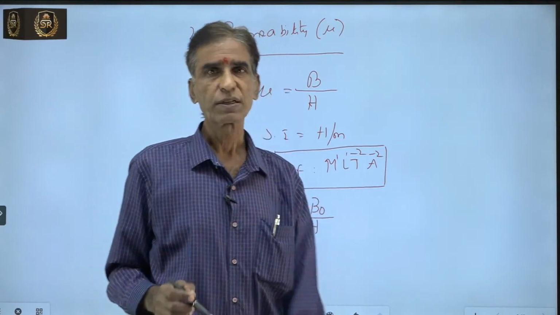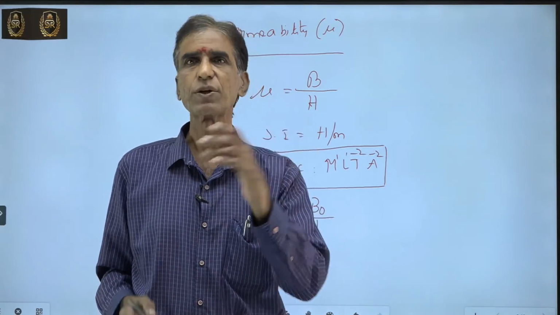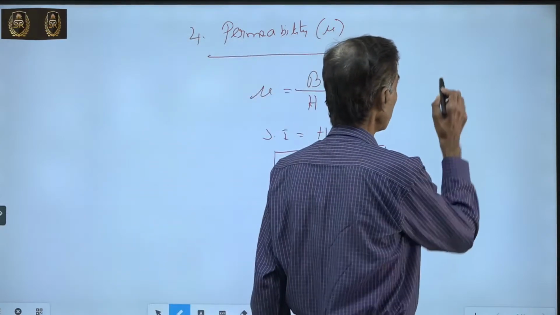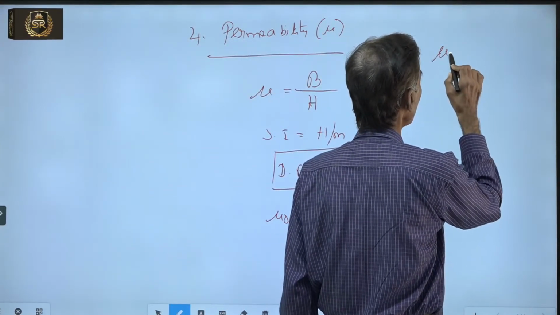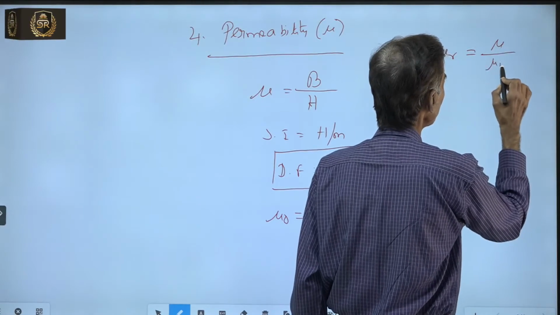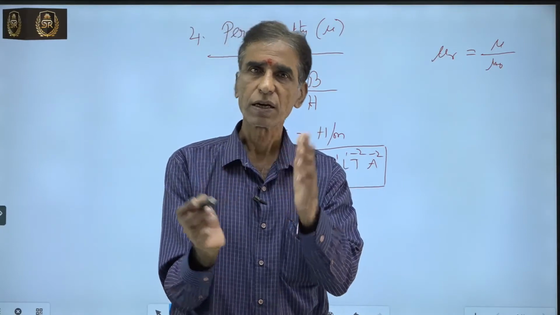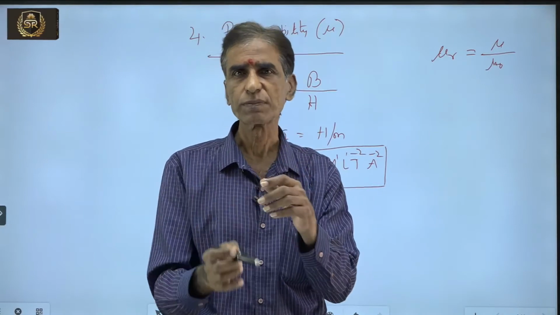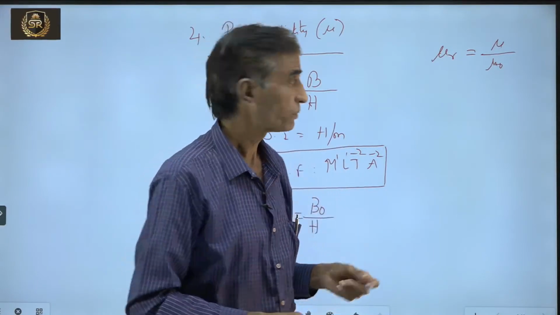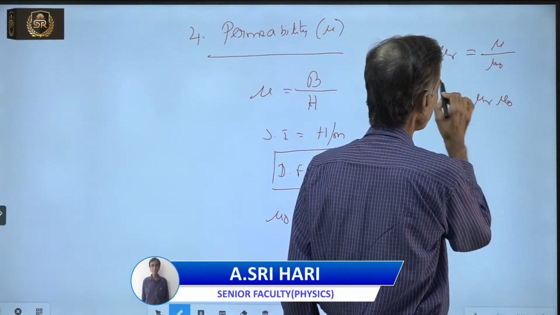However, generally for any material, we are going to compare its permeability with that of the vacuum. That is, mu of the medium is compared with mu naught. Therefore, we write mu r, the relative permeability, equal to mu of medium divided by mu in vacuum. Permeability means how many magnetic field lines are permitted to pass through the material. Therefore, mu is equal to mu r into mu naught.